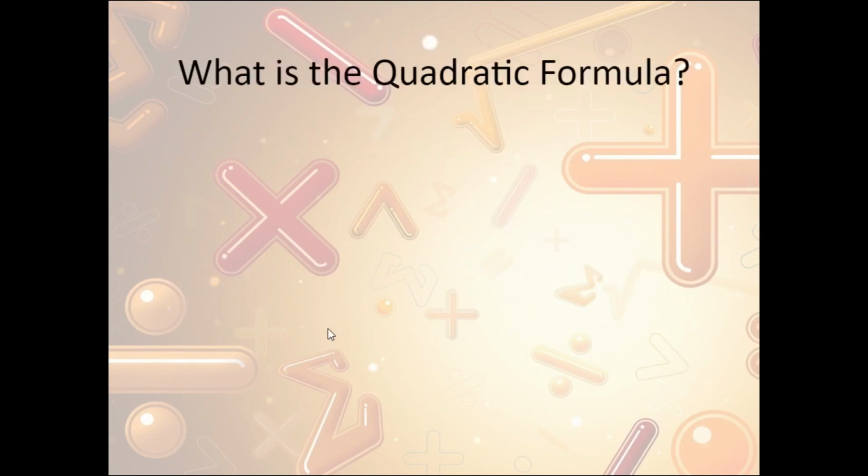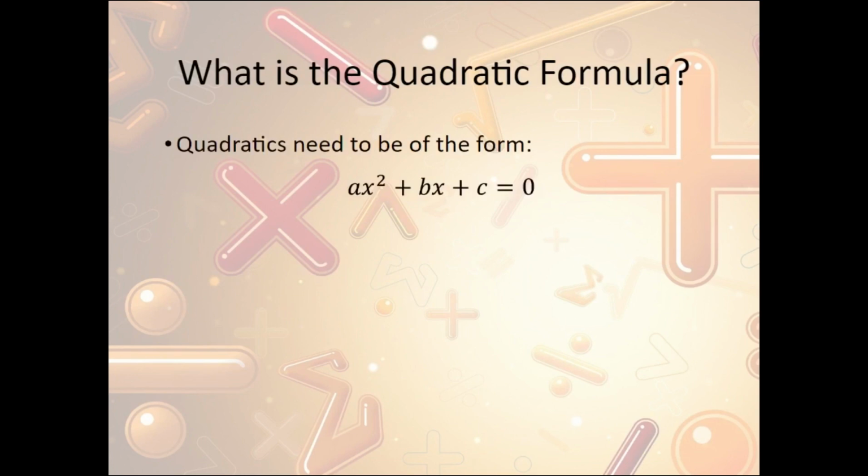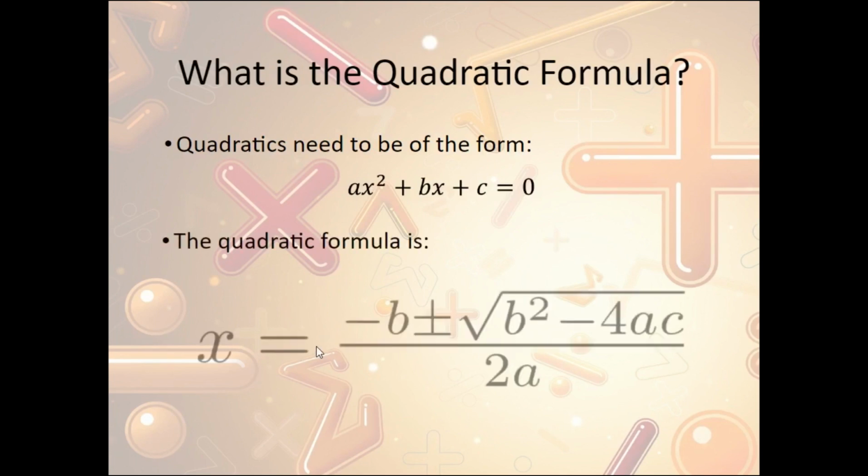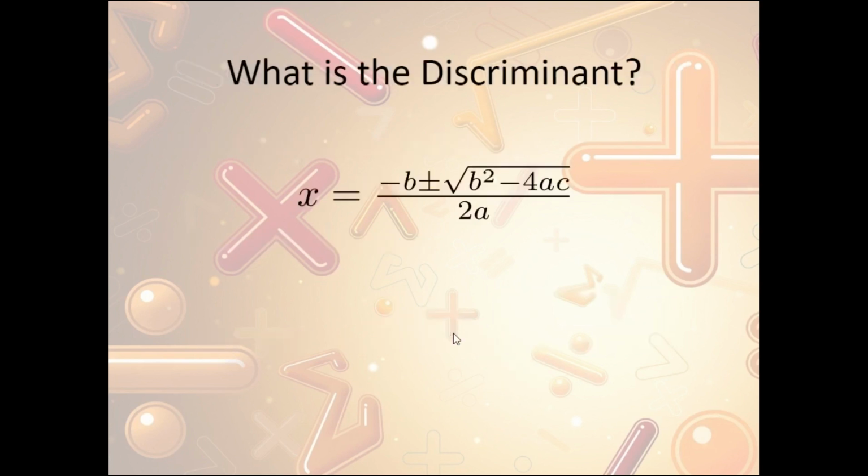So what is the quadratic formula? Quadratics will always appear as ax squared plus bx plus c equals 0. And from that, we can create the quadratic formula, which says this: x equals negative b plus or minus the square root of b squared minus 4ac all over 2a. So let's take a look at an example of how that works.